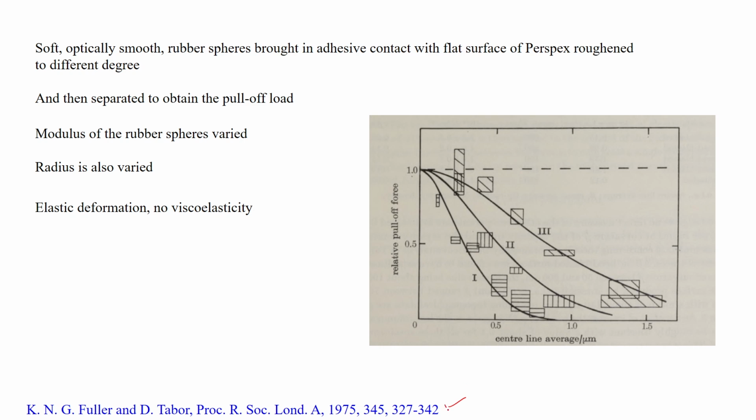I think it is one of the first studies that was done by Fuller and Tabor in 1975. They have rubber spheres of different diameters, optically smooth, and they bring them in contact with Perspex surfaces. Perspex surfaces can be flat and smooth, but also can be roughened. They roughened it to different degrees and then obtained the pull-off load, and you can see that depending on the modulus of this material, the pull-off load decreases quite significantly with even a small increase in asperity.